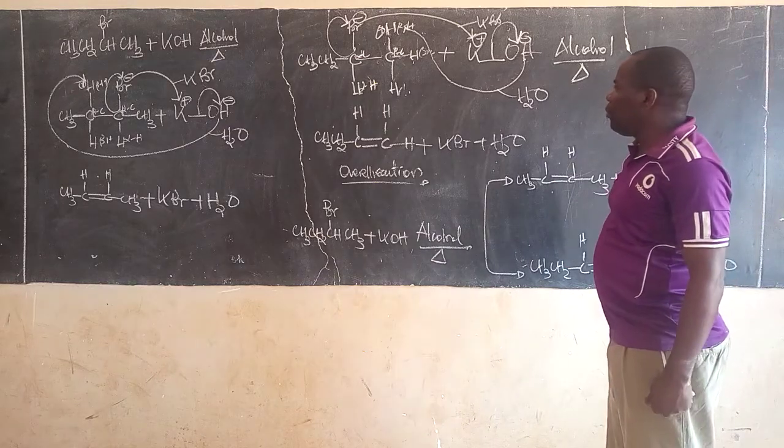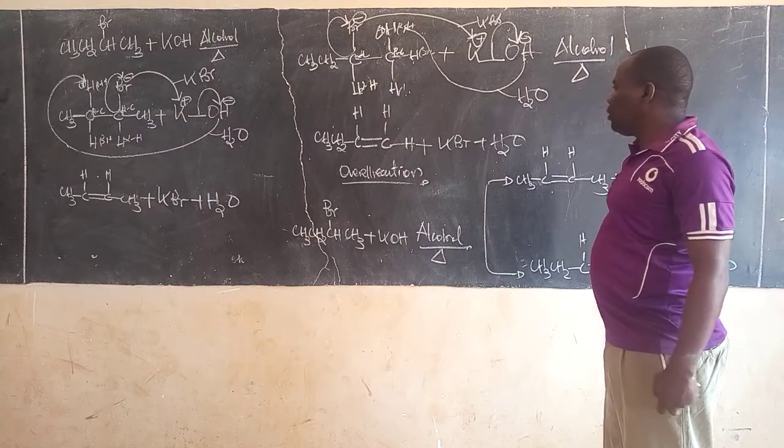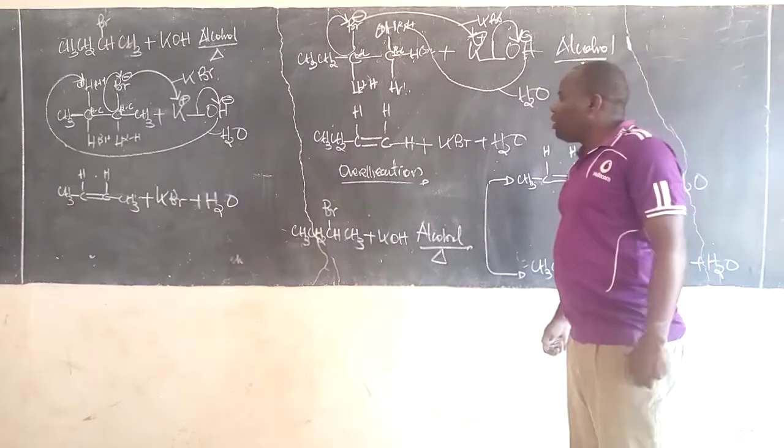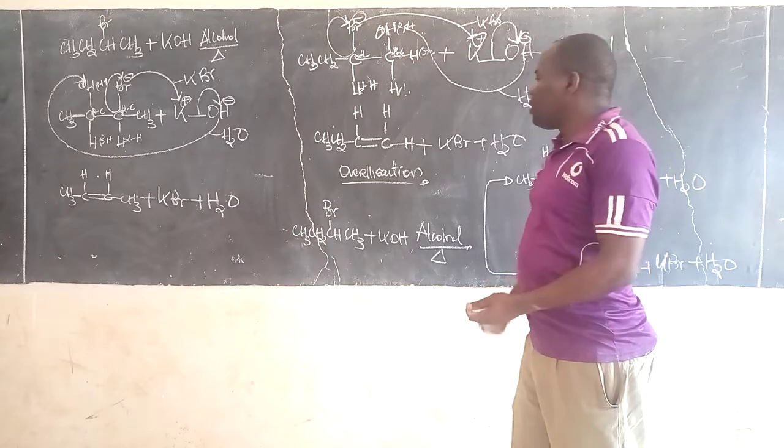Now this is the first type of elimination reaction known as dehydrohalogenation of alkyl halide, or base induced elimination reaction.